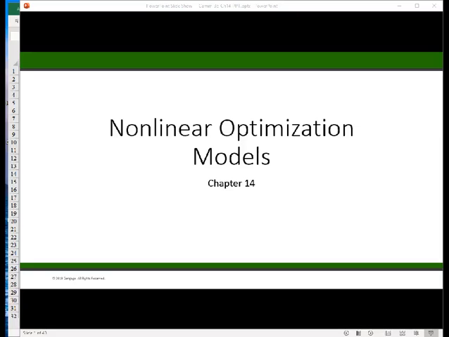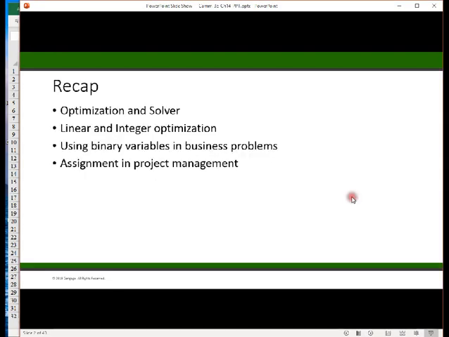Welcome to Lecture 14, and here we continue our discussion of optimization models by looking at nonlinear applications of optimization models. First, we'll go through a recap of what we've looked at in chapters 12 and 13.